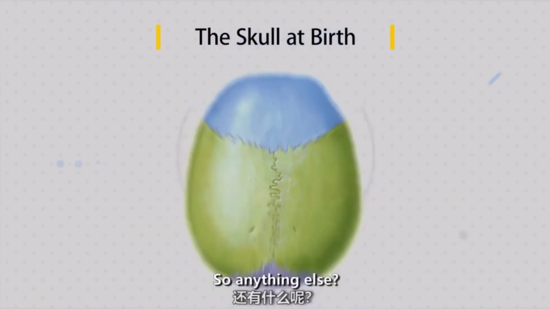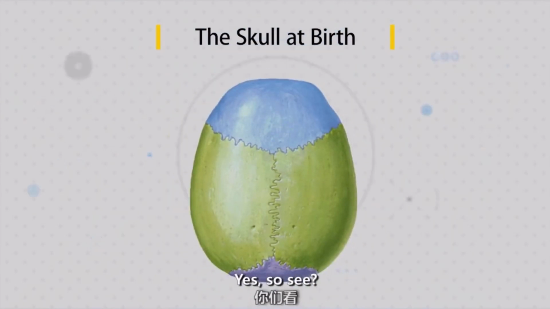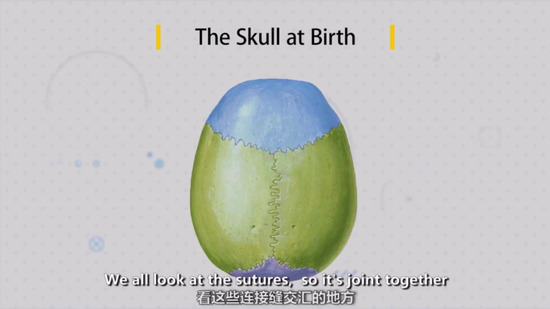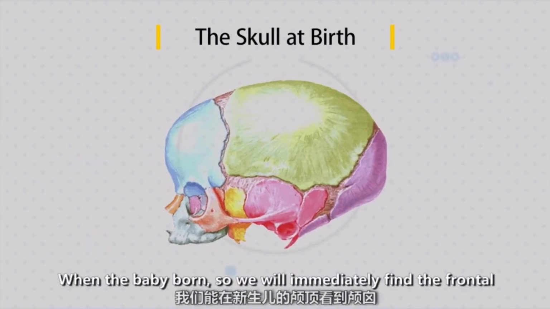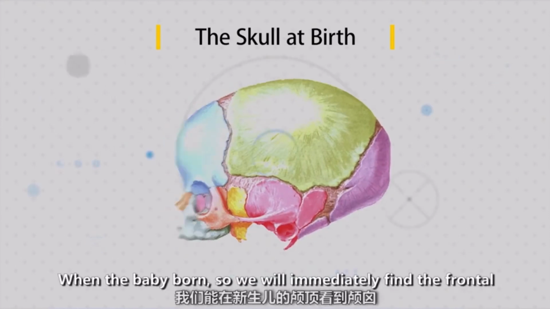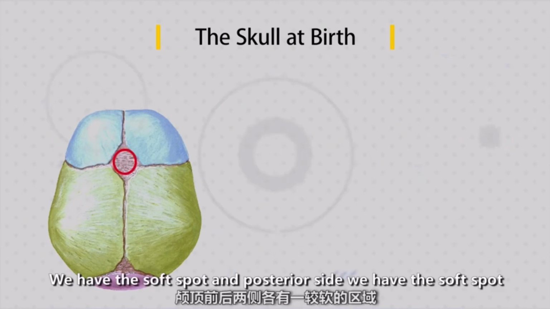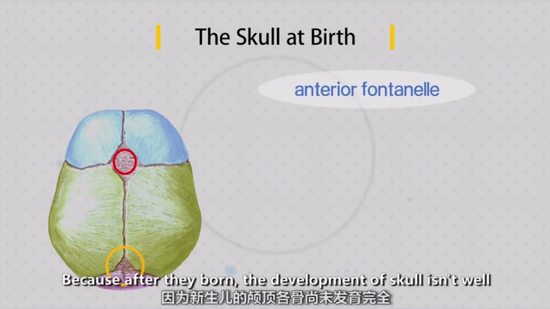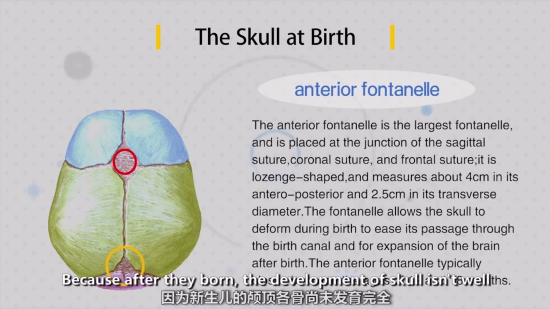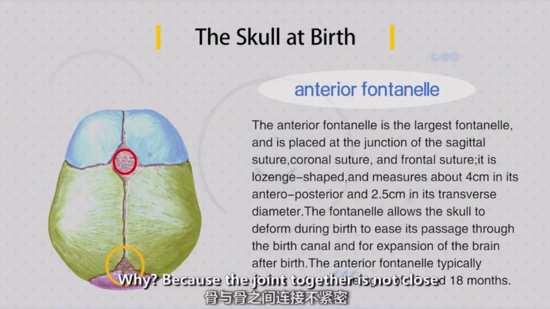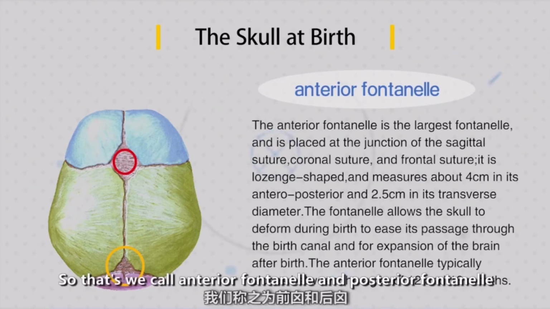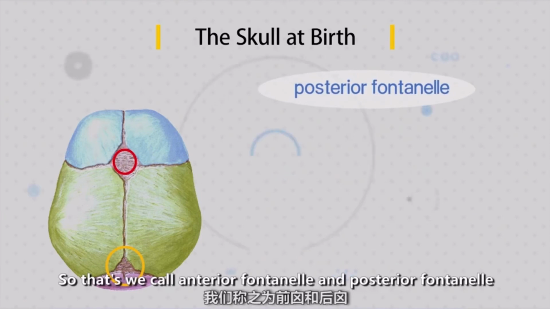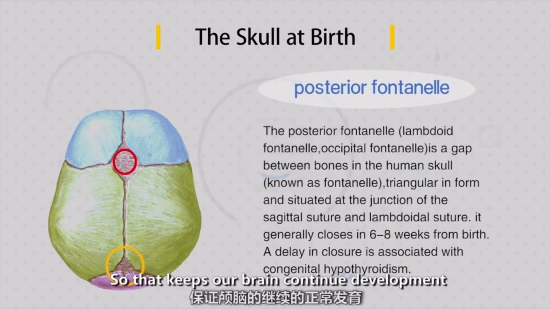So anything else? Yes. See, we all look at the sutures. They join together and are very tight. So how about the fetus? When the baby is born, we will immediately find a soft spot at the front, and a soft spot on the posterior side. Why? Because after birth the skull is not yet well developed. They joined together but are not closed, so they are limited here. That's what we call the anterior fontanelle and the posterior fontanelle. That keeps our brain continuing to develop.